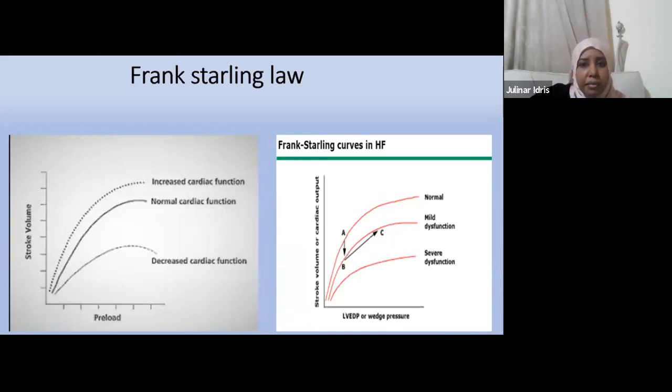So the CVP number is not the direct factor which affects giving fluid or not. But we need to know how much increase in the preload or in the CVP will lead to a clinically significant effect, and whether this will improve the cardiac output or not.